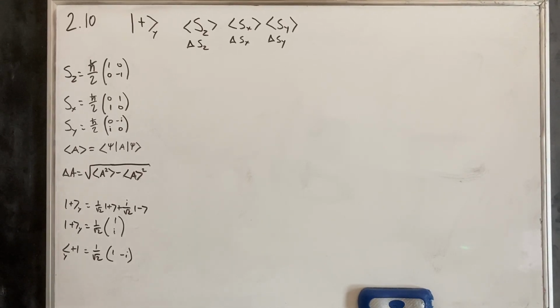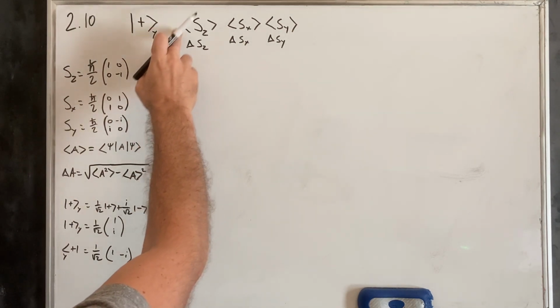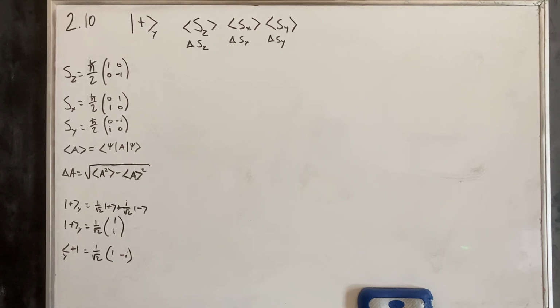All right, 2.10 is pretty much the same as 2.9, except it's oriented along y instead of along z. But in case you didn't watch my 2.9, I'll go through this one also. So what they want is for us to find the expectation values for each of our spin operators, and then the uncertainties for each of the operators.